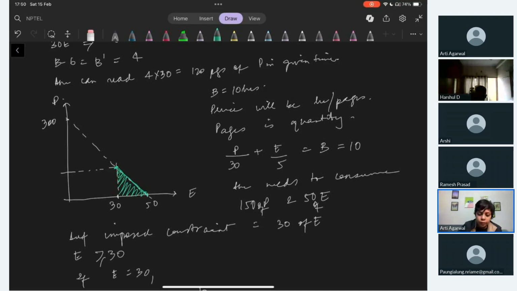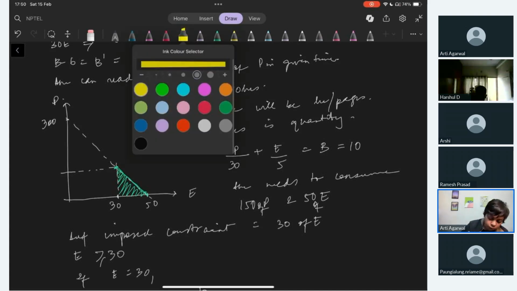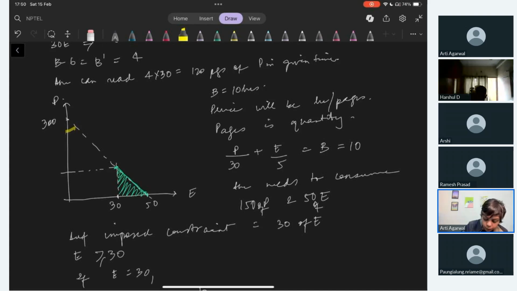But if there is no constraint, if she does not want to follow any constraint, then she can use up this whole budget set. This is your whole budget set. So the budget set itself does not have a constraint, but she knows that she cannot do both things. She cannot do 150 pages of pol science and 50 pages of economics, because that is outside her budget set.